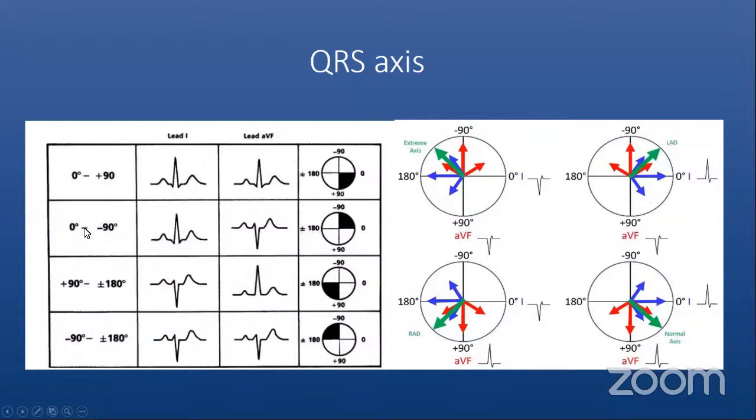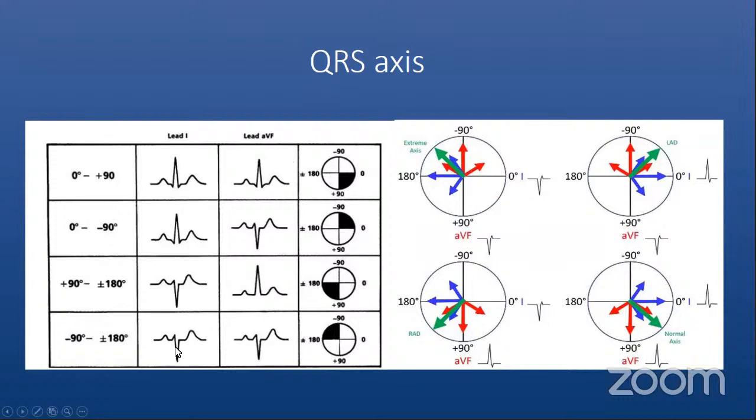So looking at number 2, lead 1 is positive, so it's in that direction. Lead AVF is negative, so it's going to be in the upward direction. That means it's going to be in that quadrant. Third example, looking at the right axis: lead 1 is negative, so it's going to be in that direction. AVF is positive, so it's going to be in that direction. So that's the quadrant of the QRS axis for that.